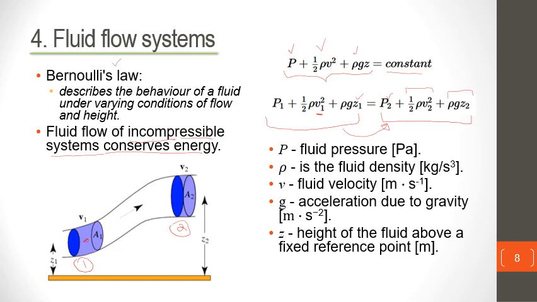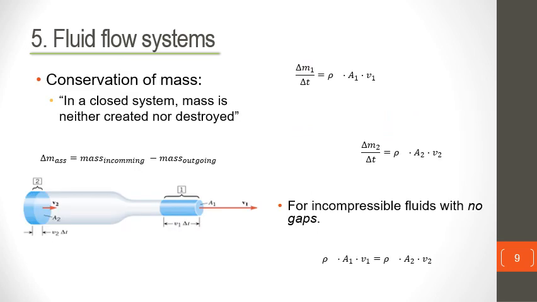So this is what Bernoulli's law states. Now, when we look at conservation of mass, we say in a closed system, as the fluid flows, we should be noting that the mass is neither created nor destroyed. That is, if you have a channel here of fluid coming in at point number 2 and leaving at point number 1.